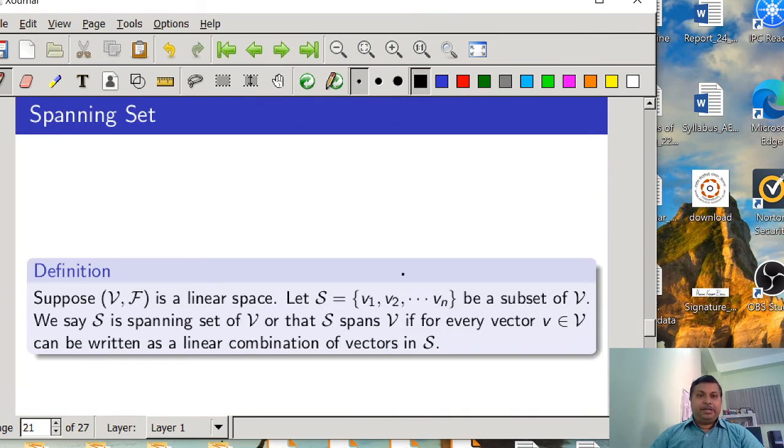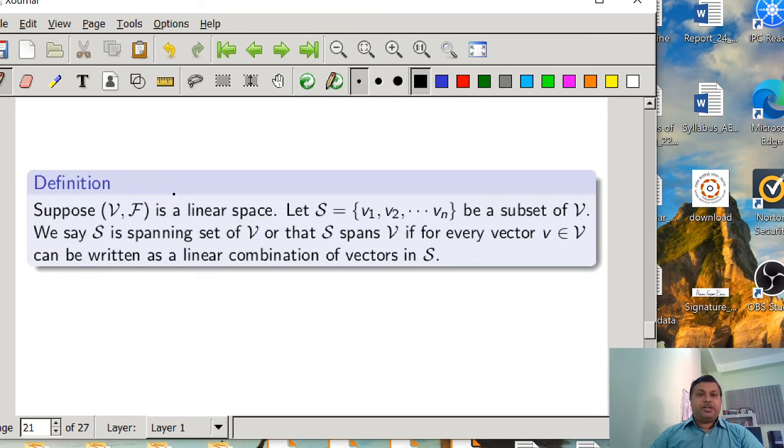Now we will end with the discussion of spanning set. The definition of the spanning set is that, suppose we have chosen a vector space V over the field F, and S is a set with n vectors, v1, v2, ..., vn, chosen from the vector space V, so S is a subset of V. We say S is a spanning set of vector space V, or that S spans V, if every vector v from the vector space V can be written as a linear combination of the vectors in S.